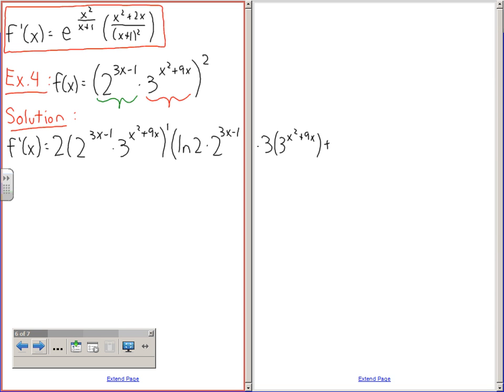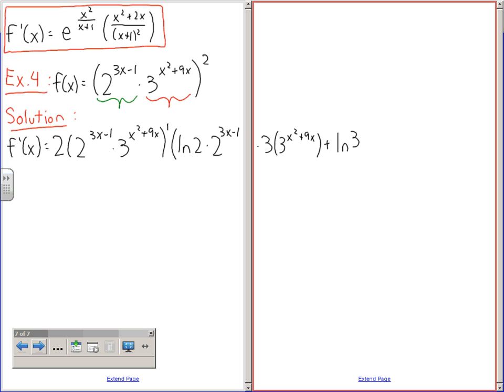Courtney, I've left you alone all day. Can you please take the derivative of that for me, please? It's going to be ln 3 times 3^(x^2+9x) times (2x+9). And I'm still going to times that by 2^(3x-1). If that equation doesn't make your toes curl, probably nothing will.